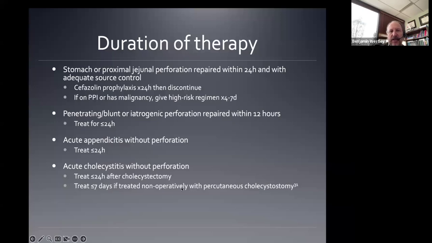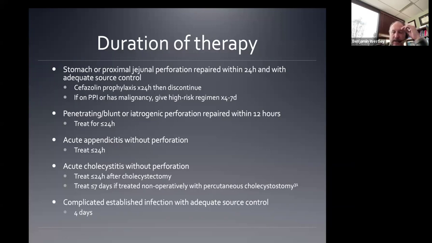Cholecystitis, there's substantial data on this. If you just take the gallbladder out, you don't need much antibiotic at all. And if you put a biliary drain in place but you don't do surgery, then the recommendation is to treat for less than or equal to 7 days. Perforated cholecystitis, typically the recommendation is a short course, 4 or 5 days, similar to the other infections.